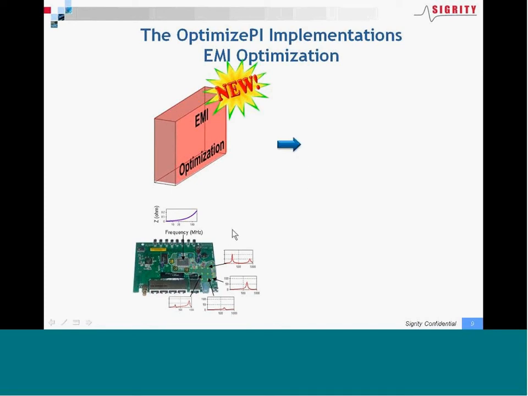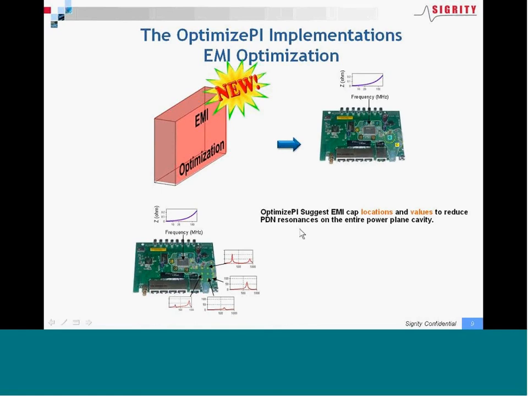And during the optimization, the tool will try different capacitors on this plane and suggest new EMI capacitors. The suggestion will be on the location where to place a capacitor and what value to be used at those locations. And with that, the user will see the impedance after placing these capacitors. And what they will see is that the impedance gets much lower than the original impedance because we have these optimized EMI capacitors placed on the board.